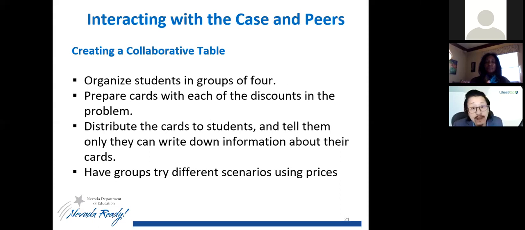Okay, so we have a lot of possibilities here, but you will see how the roles are defined by the task, right? The 4 different discounts become the 4 students in the group. And so this way of setting up the group work offers more opportunities for them to participate with each other.